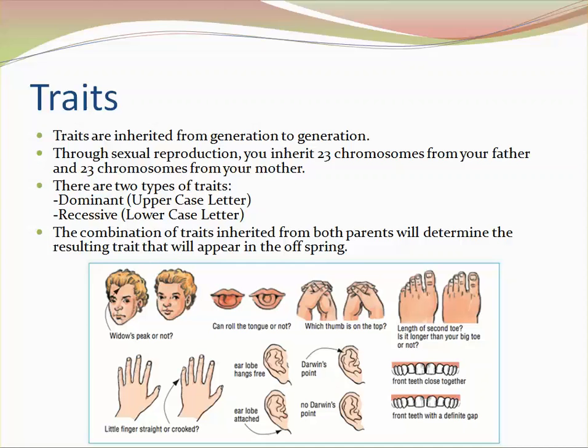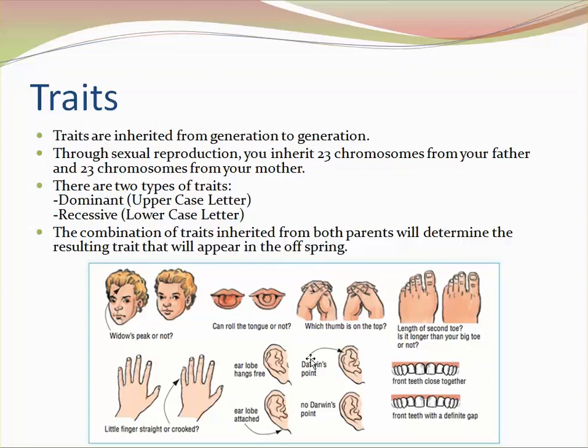the offspring. As we see down below, some examples of traits that you inherit are the widow's peak or not. The widow's peak is when your hairline comes to a point in the center of your forehead. Those who can roll their tongue or who cannot. Your dominant thumb, meaning when you bring your hands together, which thumb resides on top.